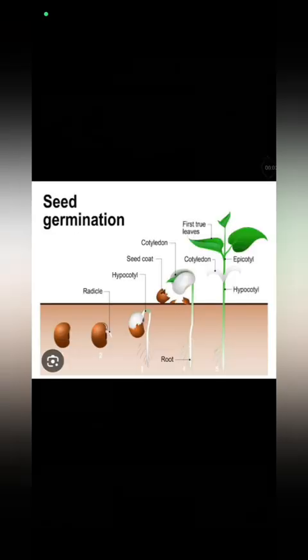Germination. Germination is the process by which a seed grows into a new plant. When a seed gets water, air and the right temperature, it starts to grow. The radicle comes out first to form roots, followed by the plumule which grows into the shoot.